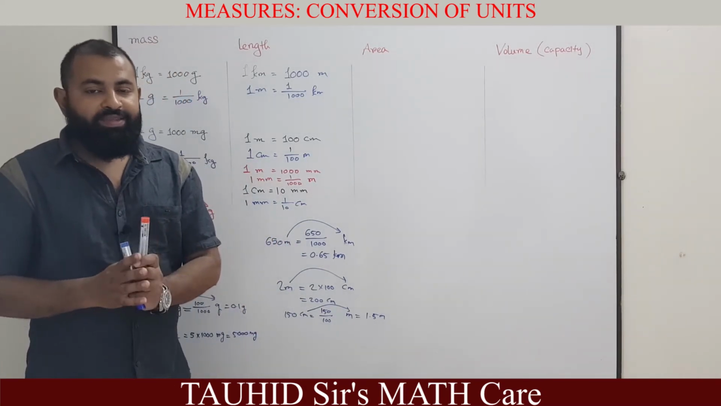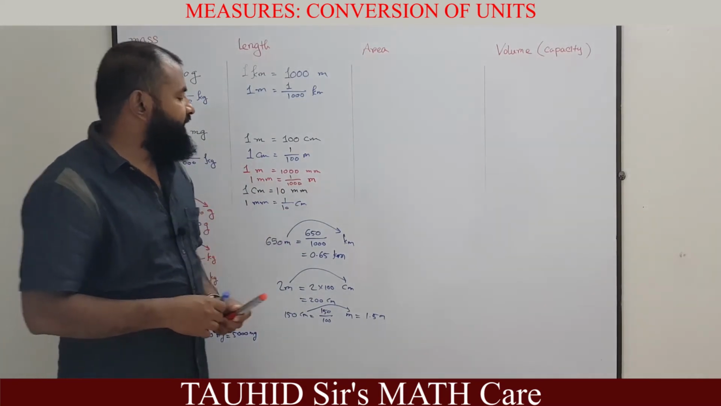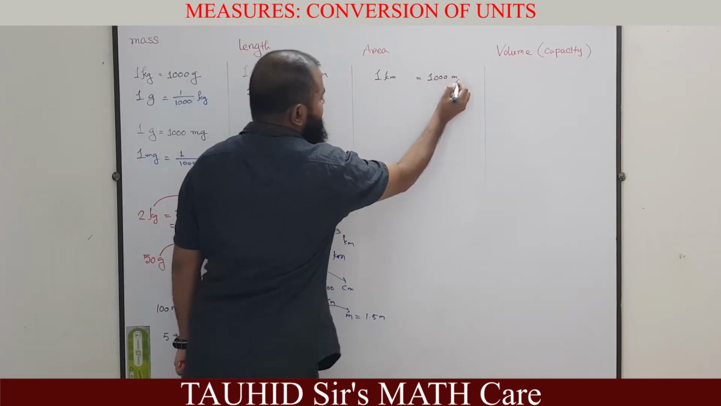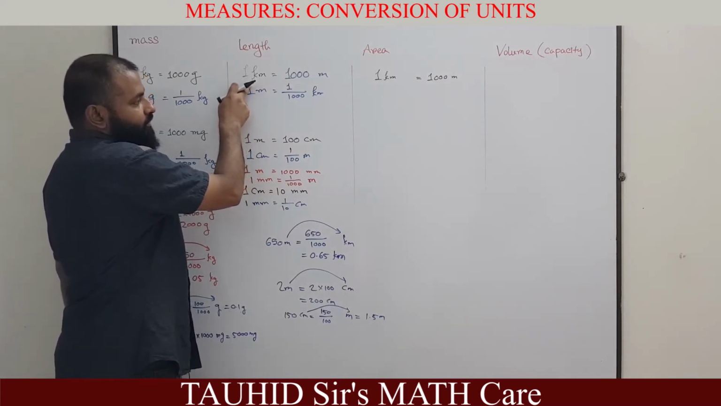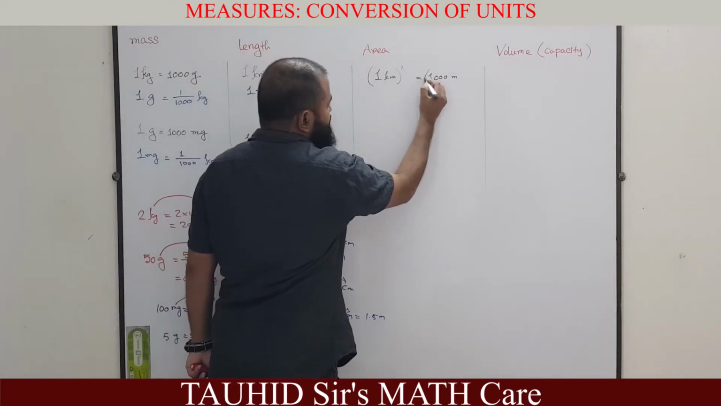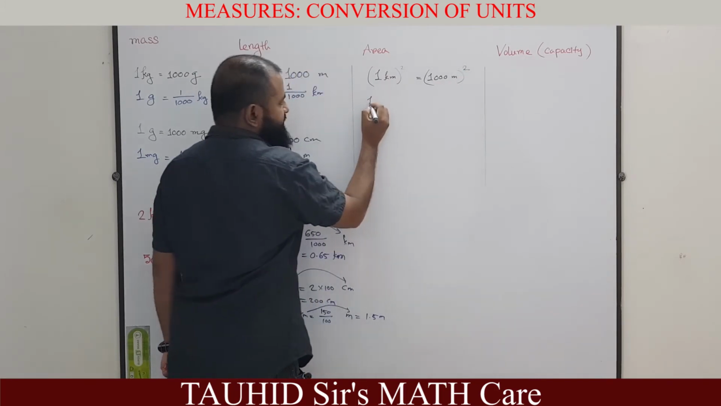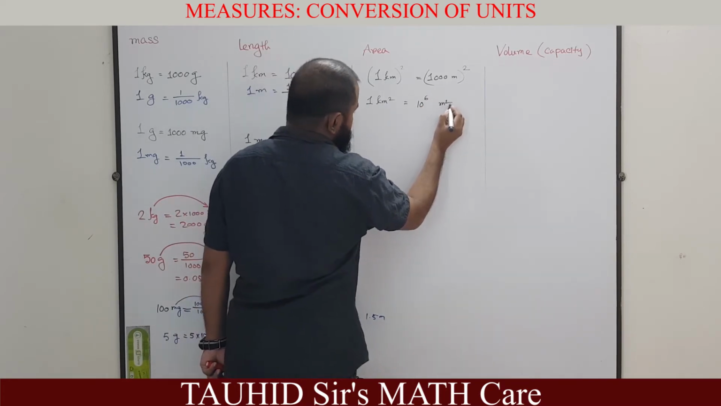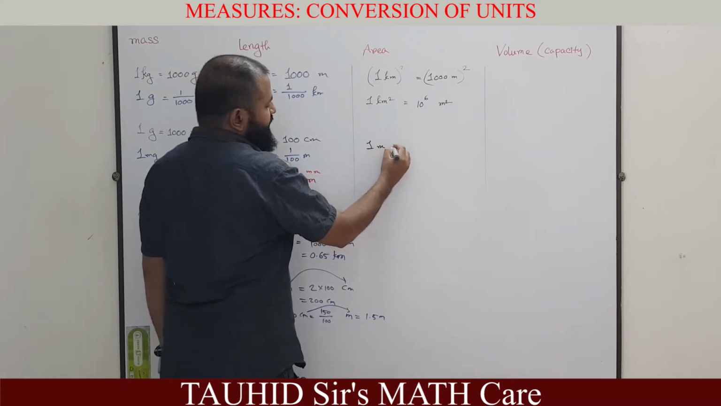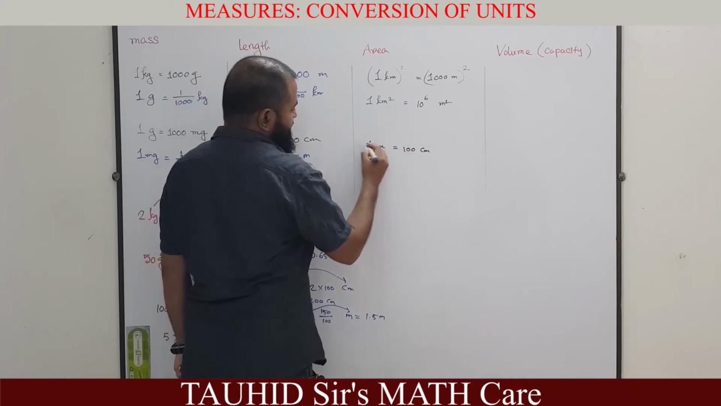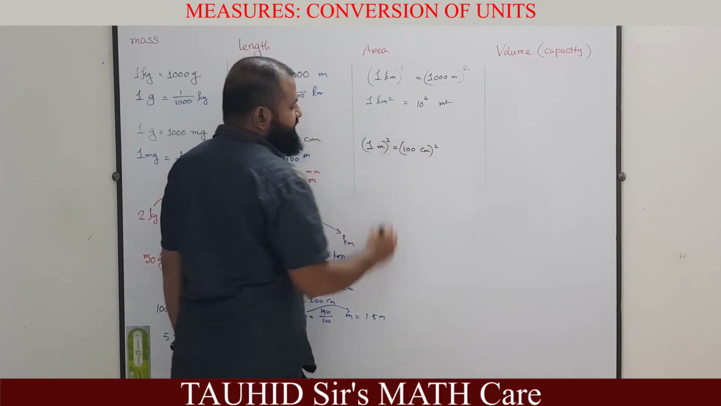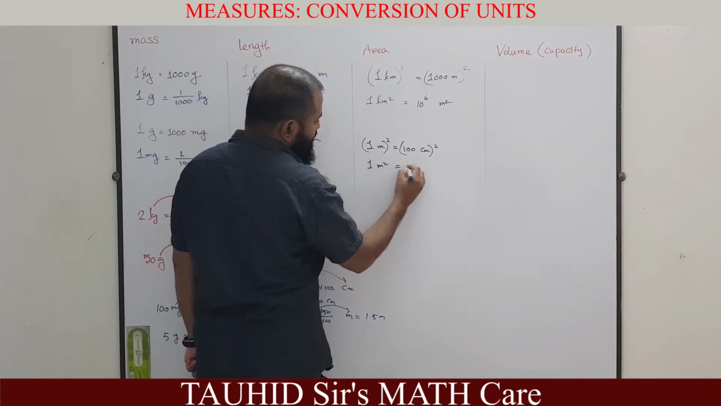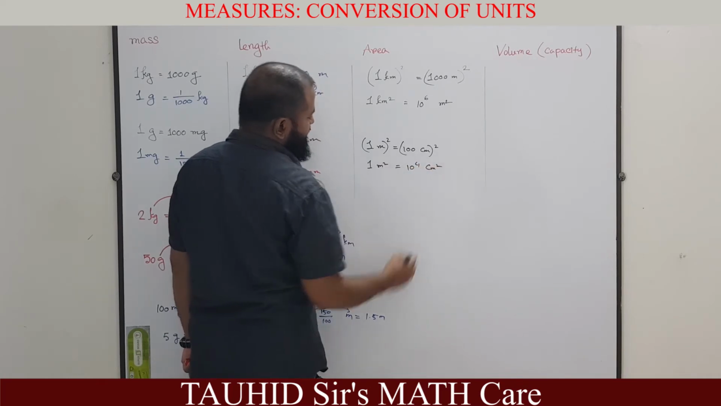We learned about mass and length. Now we will learn about area. 1 kilometer means 1000 meter. Already we know that. Now 1 kilometer square means 1000 meters square. That means 1 kilometer square equals 10 to the power 6 meter square. 1 meter equals 100 centimeter. That means 1 meter whole square means 100 centimeter square. That means 1 meter square equals 10 to the power 4 centimeter square.